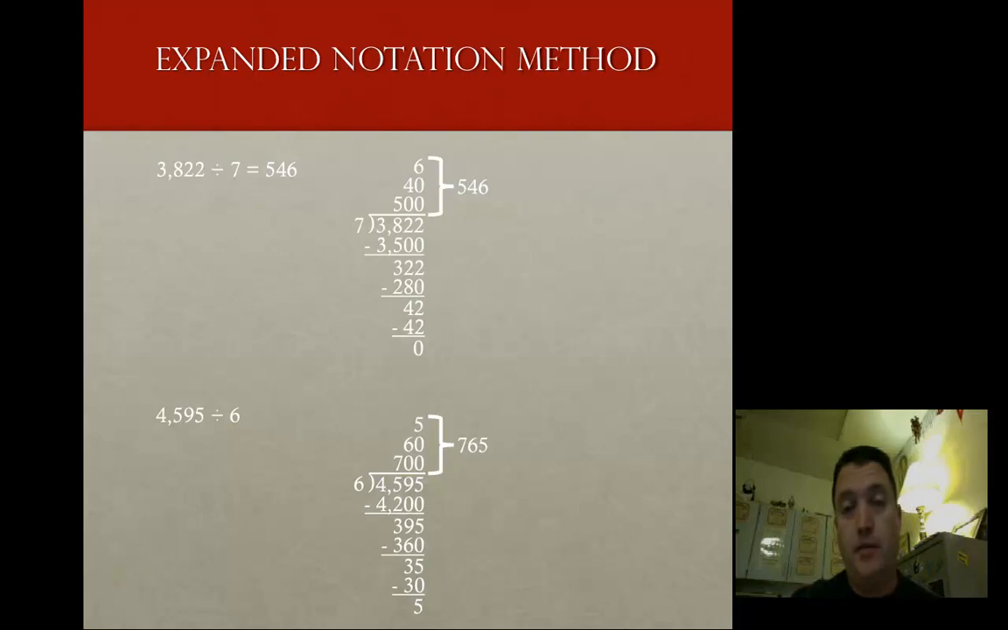But don't forget about that number down at the bottom, your remainder. You've got to bring that up. So that becomes remainder 5. So now we know that the answer to our problem is 765 with a remainder of 5. And again, you could write that as 5/6. That would be okay as well.